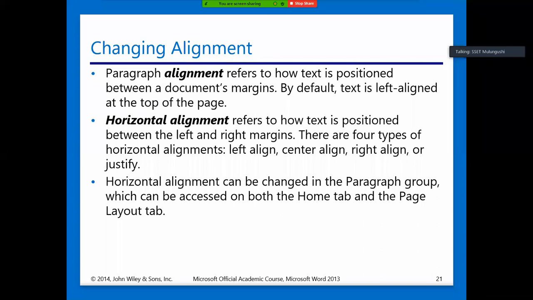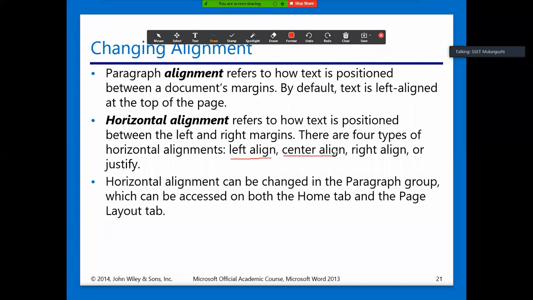There are four main types of horizontal alignment. These are: one, left alignment. Then we have center, we have right, or your favorite, which will be your justify. This is the one that you're going to be using 97%, if not 99% of the time.